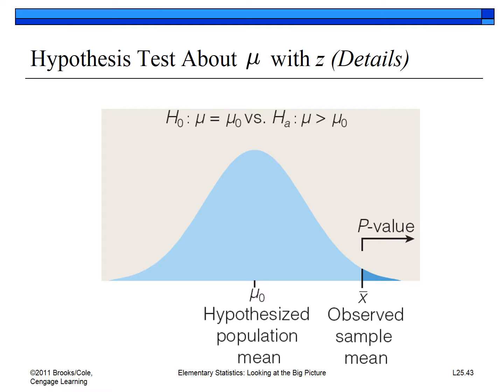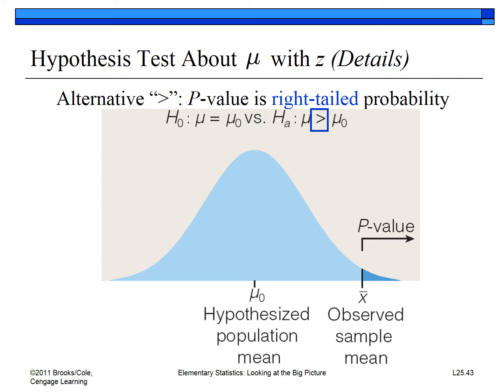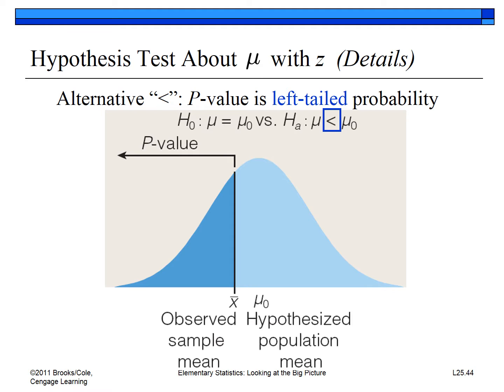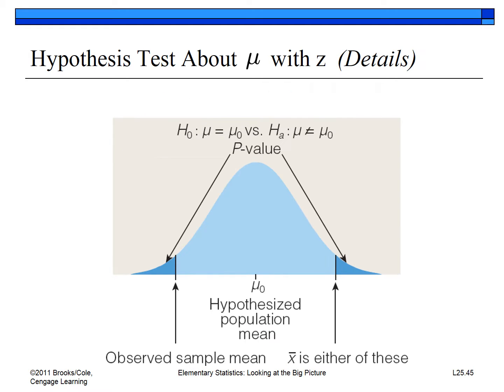Here's what the picture would look like. We have our hypothesized population mean in the center, our observed mean over to the right, and because the alternative was stated using a greater than, the p-value will be the area of the tail to the right. If the alternative is stated using a less than, we'll compute the p-value by looking at area to the left. If the alternative hypothesis is stated with is not equal to, we'll use the area in both tails to find our p-value.